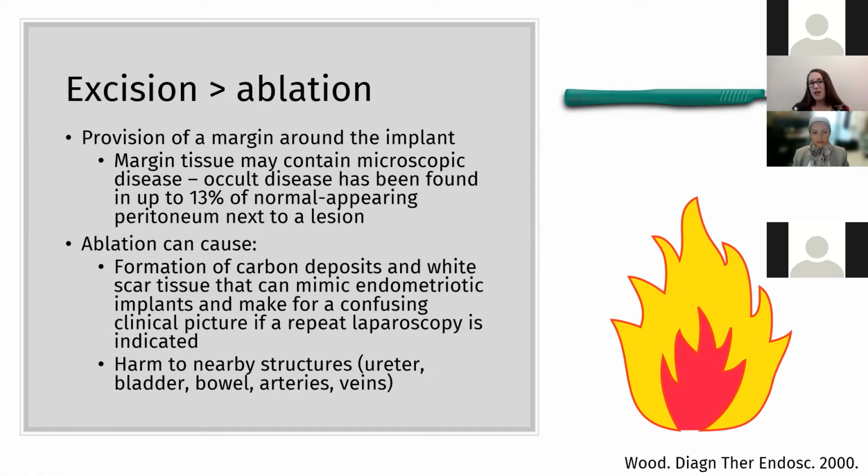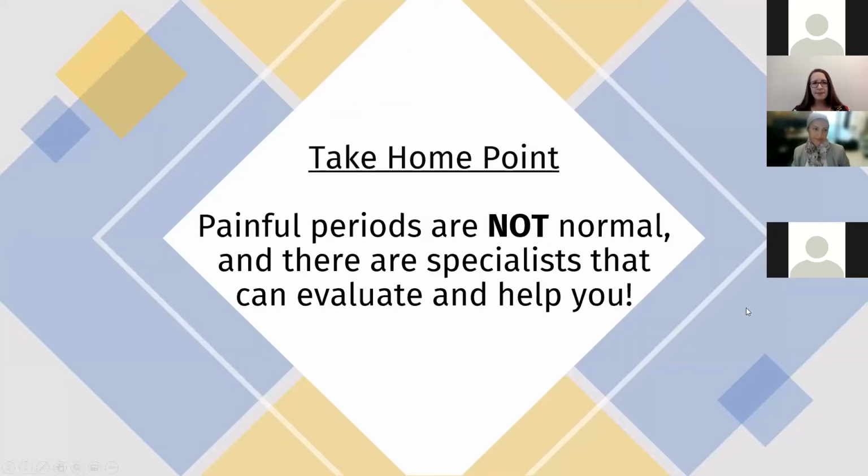Cutting out or excising allows us to have a margin around the implant, and they have found hidden disease in up to 13% of the margin around lesions that looks normal. And lastly, burning can actually cause carbon deposits and scar tissue that look like endometriosis when somebody looks later, so it can confuse the clinical picture and diagnosis a little bit. And then there's also the question of harming nearby structures, because that energy can spread to some of the nearby organs.